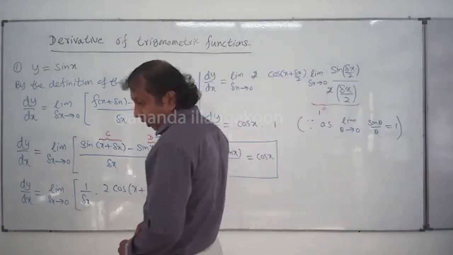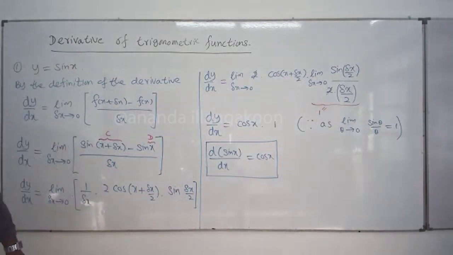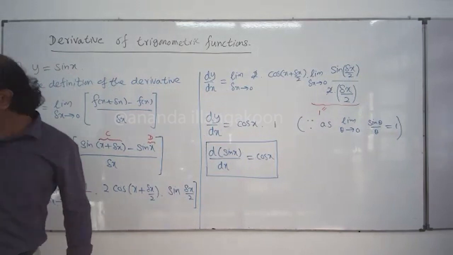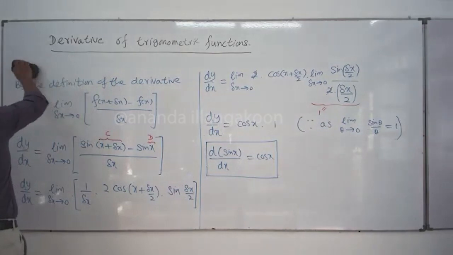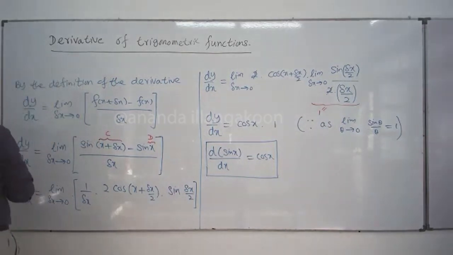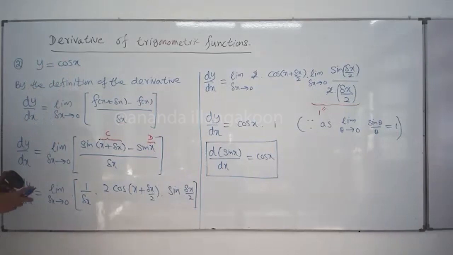Right, no? Right, we'll come to another one. It is y equals cos x, the second one. Take, people, the next one, y equals cos x. Take the second one as y equals cos x.